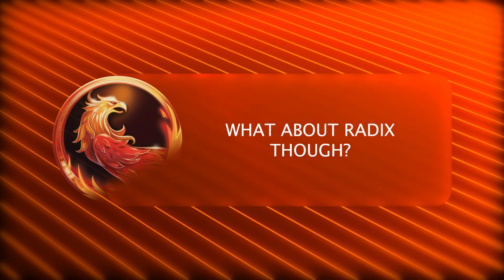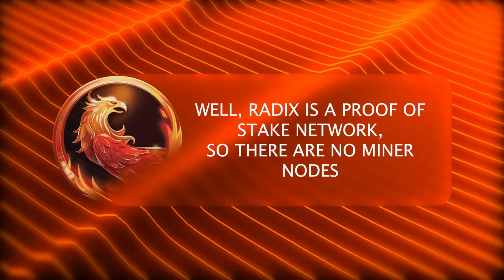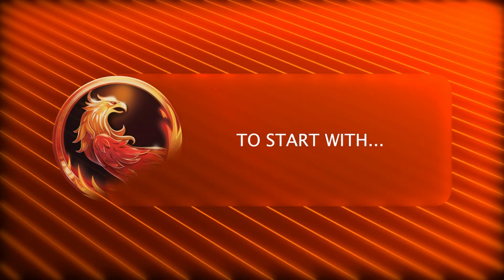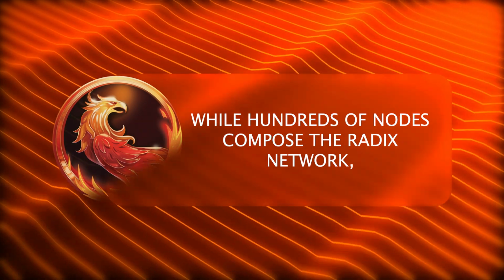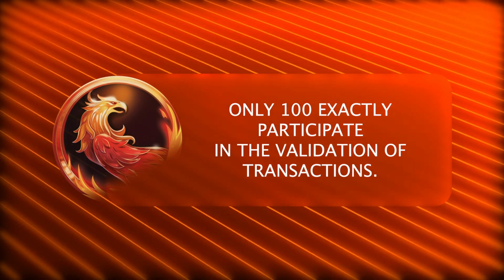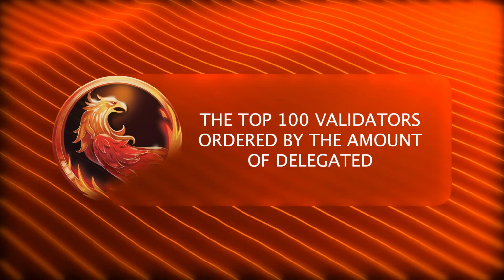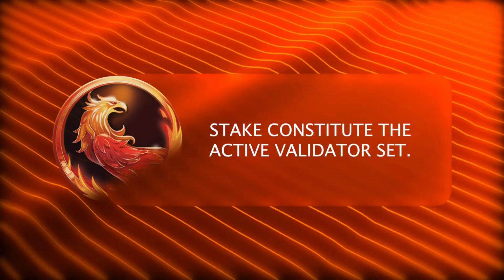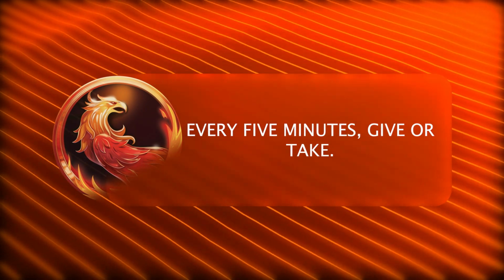What about Radix though? Well, Radix is a proof-of-stake network, so there are no miner nodes to start with. But you've got some staking nodes. While hundreds of nodes compose the Radix network, only 100 exactly participate in the validation of transactions. The top 100 validators ordered by the amount of delegated stake constitute the active validator set. This set is updated at each epoch, i.e., every 5 minutes, give or take.